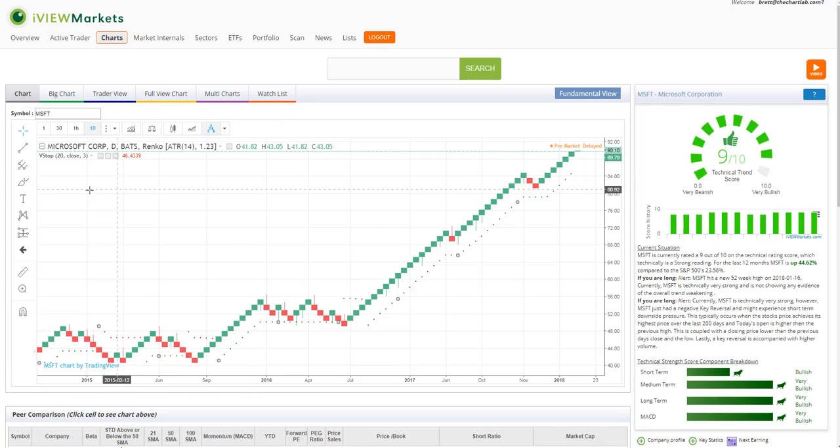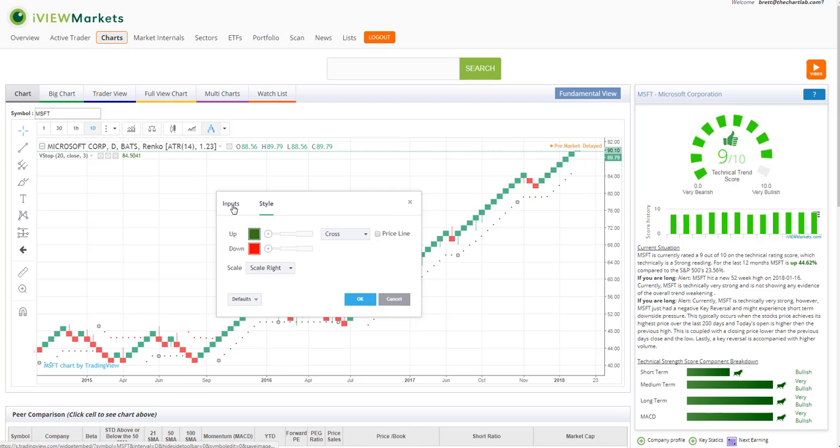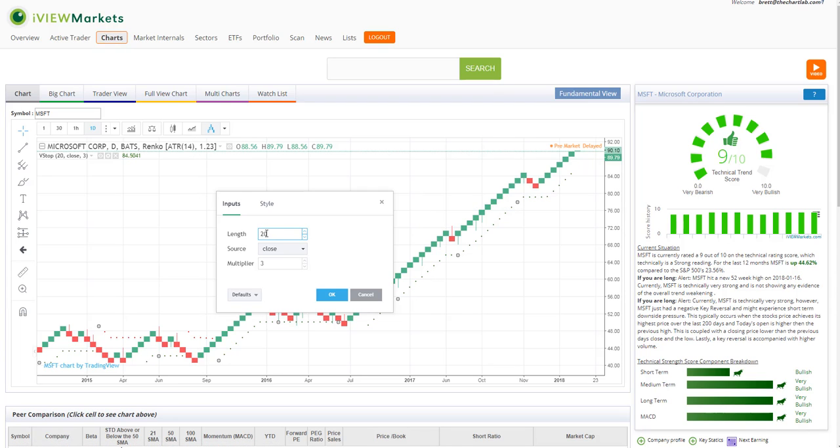Okay, so the first thing you want to do is, underneath the name of the stock, where it says V stop, you want to click that middle icon where it says format. The length, I like to default to 20. I think it's a good start, and the multiplier should be 3. So go to defaults and hit save.